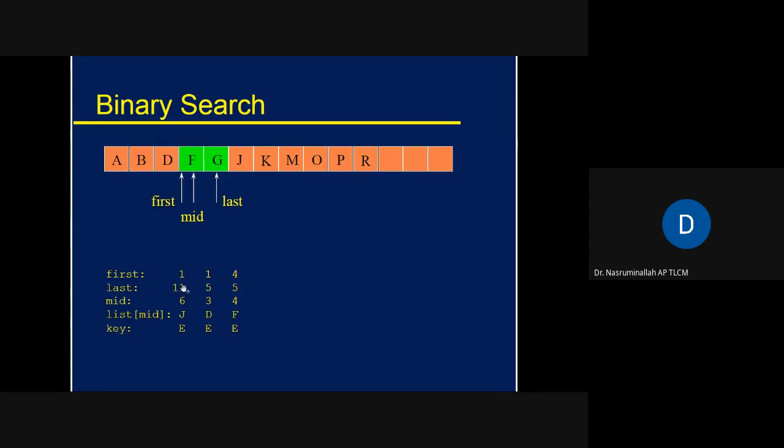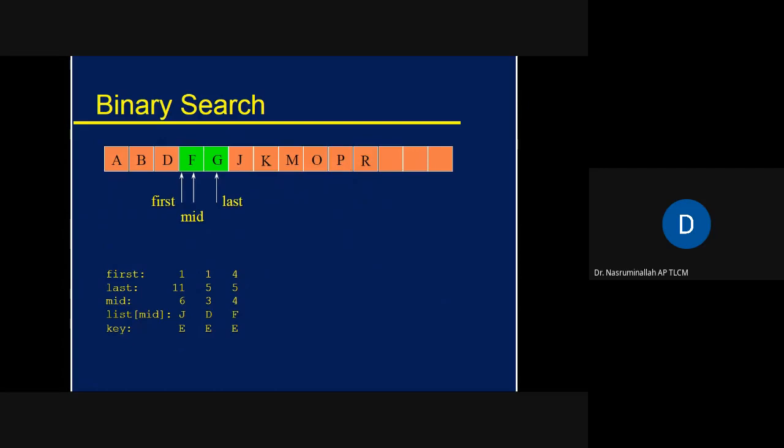So again, first will become 4, last will be as it was previously, that is 5, mid will be 4 plus 5 divided by 2. If we round it, we will get 4, and the element at the middle is F, and the key we are searching is E, which is not equal to F. So the middle element is not equal to E.